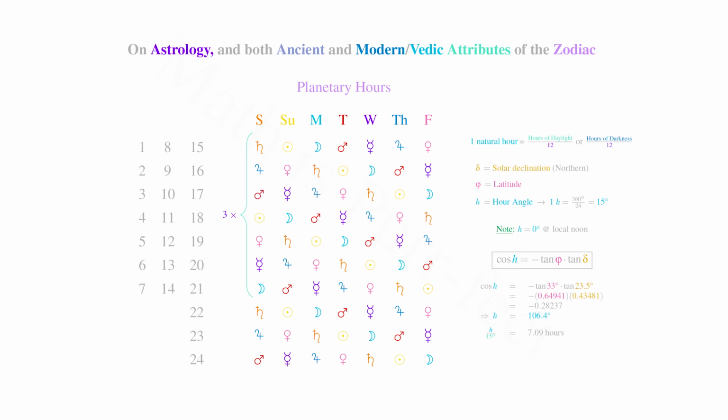That is, both morning and afternoon amount to 7 hours, 5 minutes, and 36 seconds on the summer solstice. Given that there are 12 natural hours of daylight, 6 before noon and 6 after noon, we divide this result by 6, giving us a natural hour of length 1 hour, 10 minutes, and 56 seconds along the 33rd parallel.